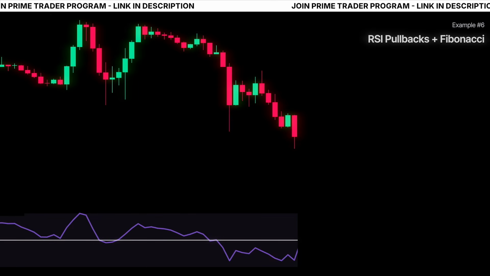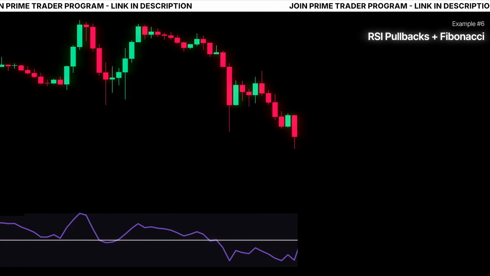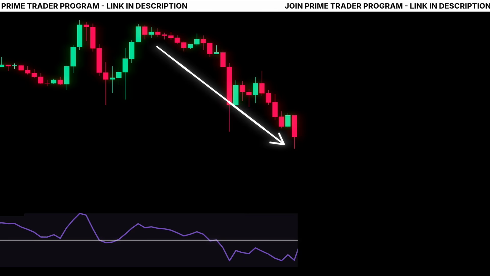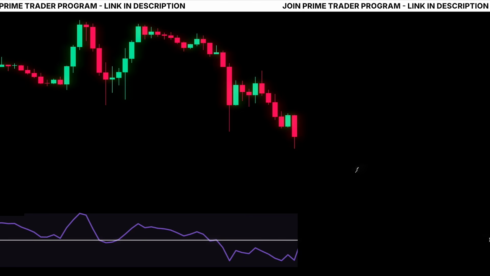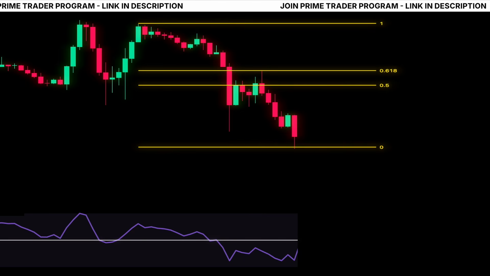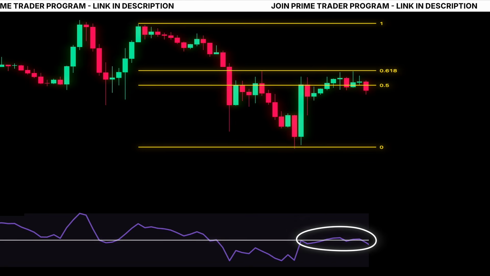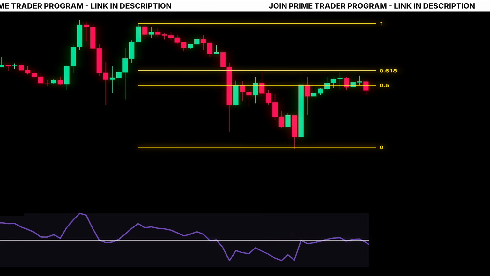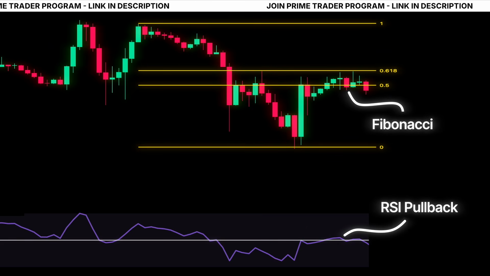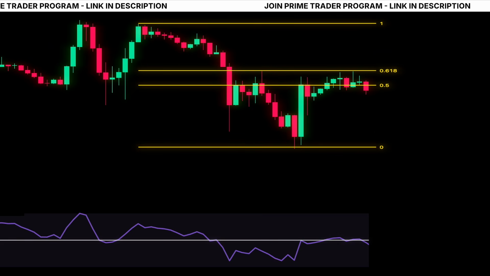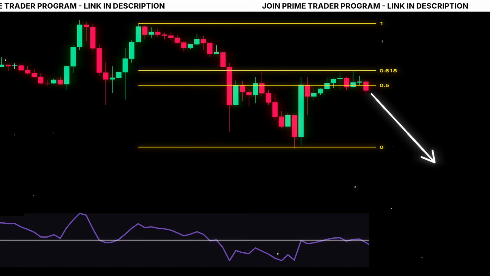Here is a sell trade where we combine the Fibonacci retracement with the RSI pullback setup. We spot a down move in a downtrend. We draw the Fibonacci retracement tool from this high to this low. When the price pulls back to the golden zone, we realize that the RSI has also pulled back to the 50 level. It's a confluence between the Fibonacci and the RSI that both signal a potential down move here.